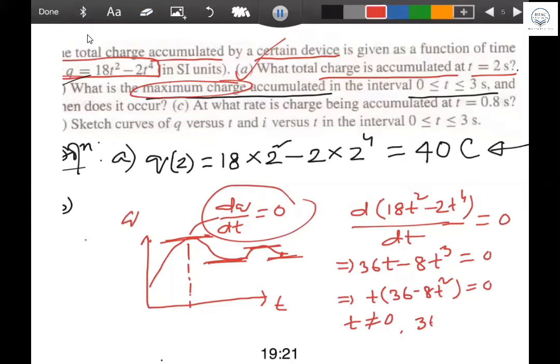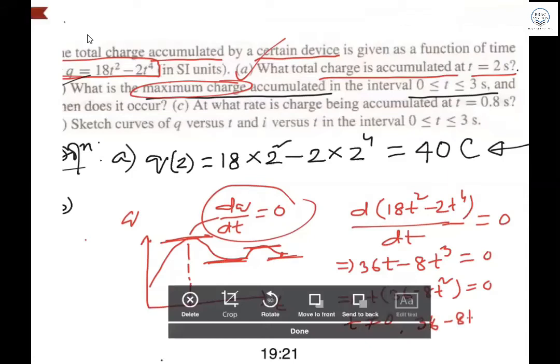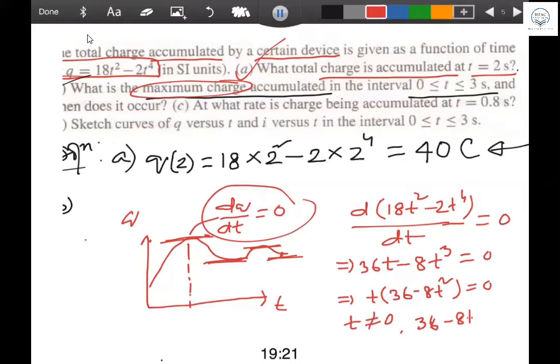Oh my god, I have made a mistake here. It is t that is taken off, t square equal to 0. If you do the calculation, what is the direct value? 3 root 2 divided by 2. Can you do it again? 2 point what? So 2.12. Okay, good. 2.12 second you are getting.